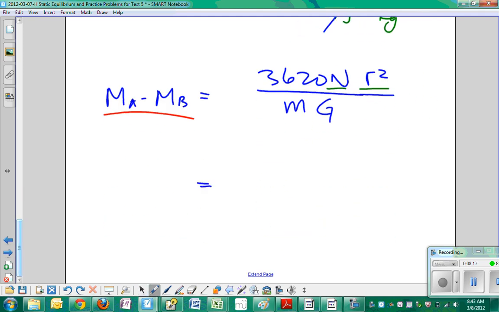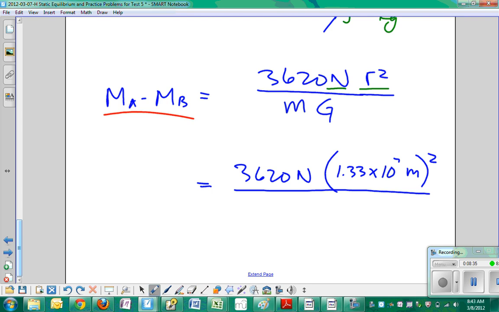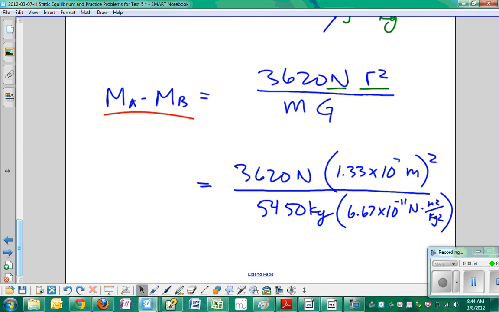It is equal to 3620 newtons times, what's the radius? 1.33 times 10 to the 7th meters, and we're squaring that, right? Divided by the mass of the robot, which is 5450 kilograms, times G, which is 6.67 times 10 to the negative 11 newton meters squared per kilogram squared. Nice. Now we plug and chug.